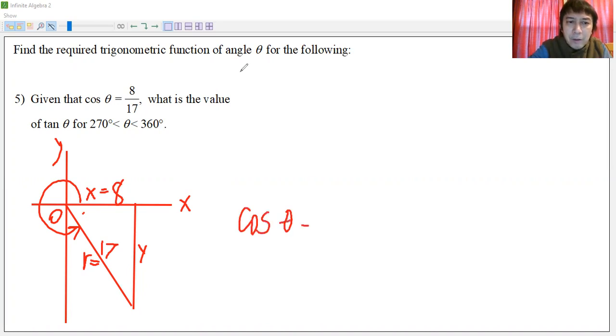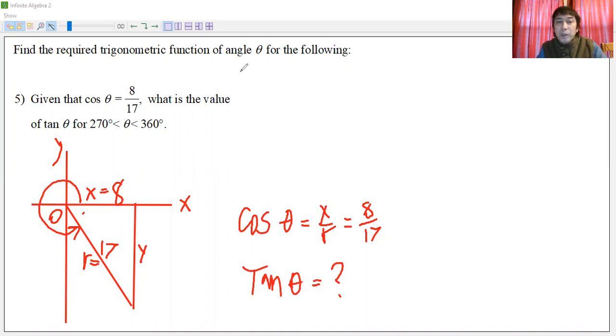Cosine of theta is x over r, and that is 8/17. These are given. We're looking for tangent of theta. Our tangent of theta will be y over x. So let's remove the question mark and make use of y over x. Now, we don't have the y.